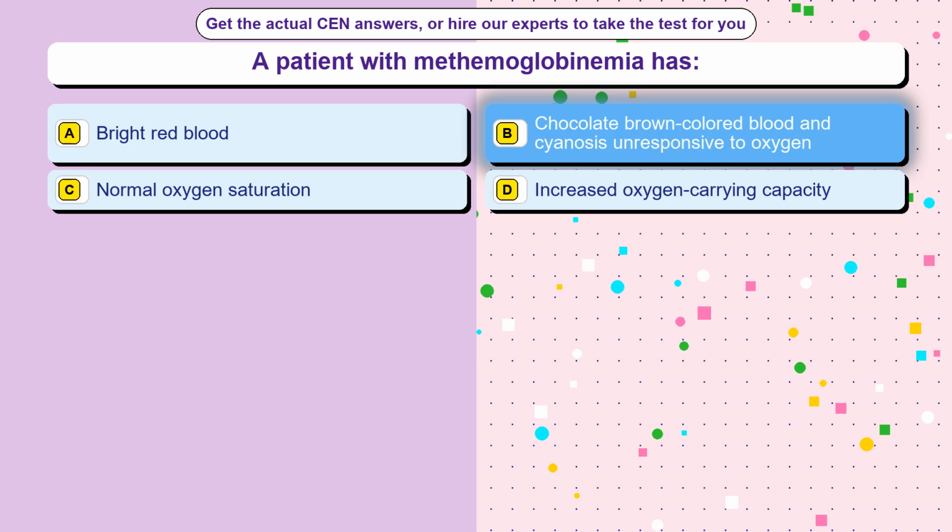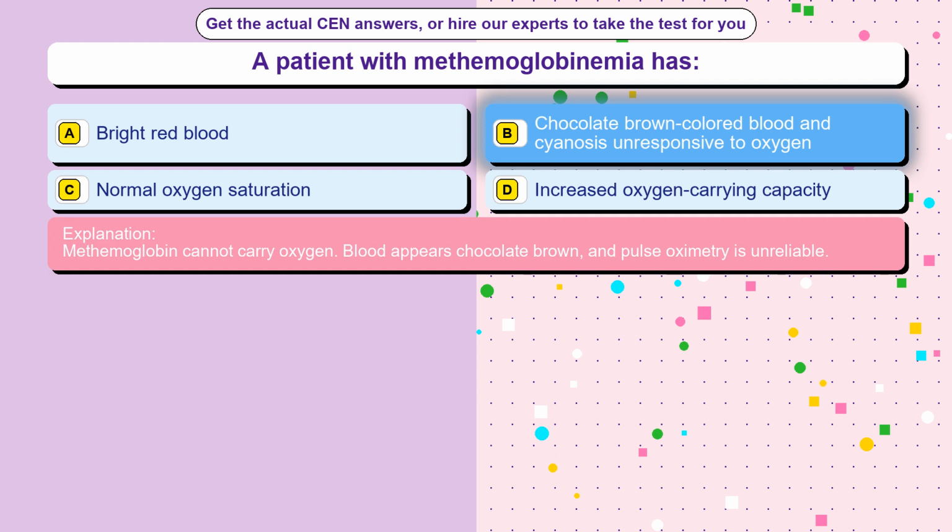The correct answer is option B, chocolate brown colored blood and cyanosis unresponsive to oxygen. Methemoglobin cannot carry oxygen. Blood appears chocolate brown, and pulse oximetry is unreliable.